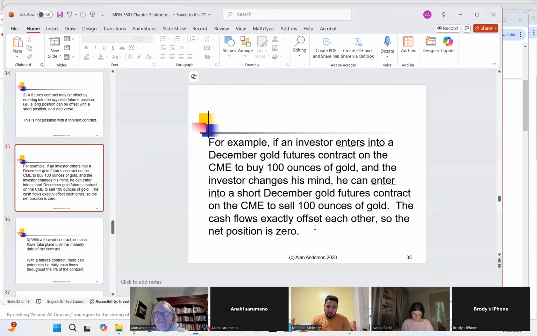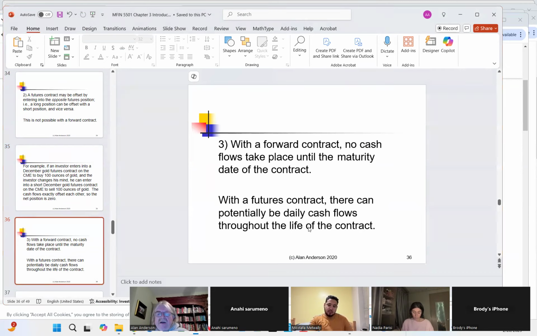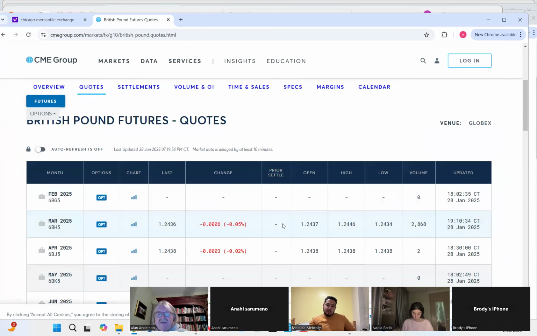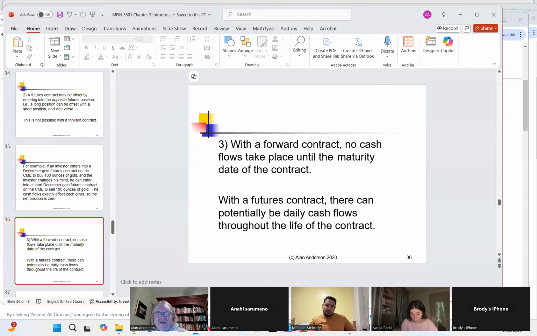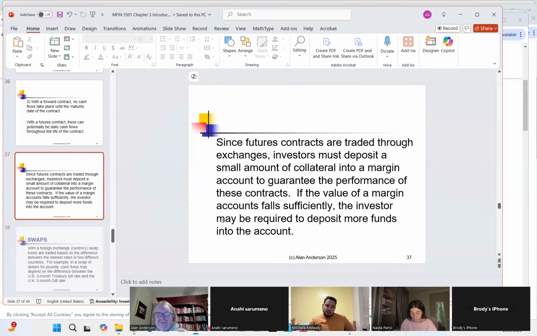All right, let's see. Now, with the futures contracts on the exchange, you often will find yourself needing to put money in a special account called a margin account, which acts as collateral, and the value of that account fluctuates every day. With a forward contract, we don't need to do that. Okay, so again, there's some good things and bad things about both of them. You have to decide as the hedger which one makes the most sense for your particular situation.